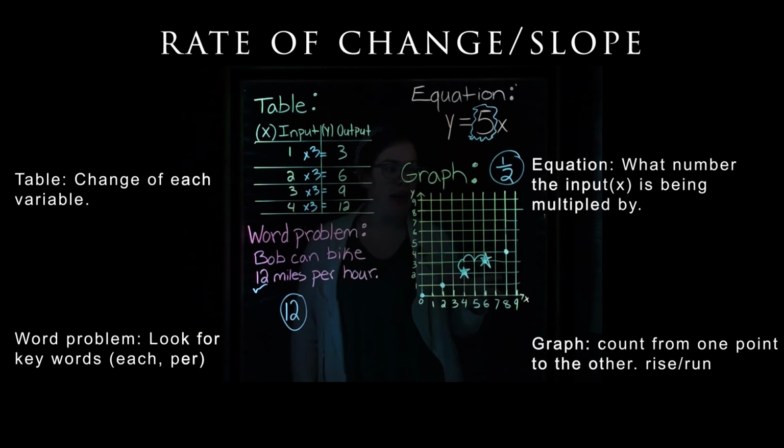So quick recap: for the graph, count from one point to the other by going up and over. For the equation, whatever number is multiplying by the x, or the input, is your rate of change. For a table, however you're getting from the input to the output, that is your rate of change. And for a word problem, look for those key words of per and each. And that's how you find slope, rate of change, or unit rate.